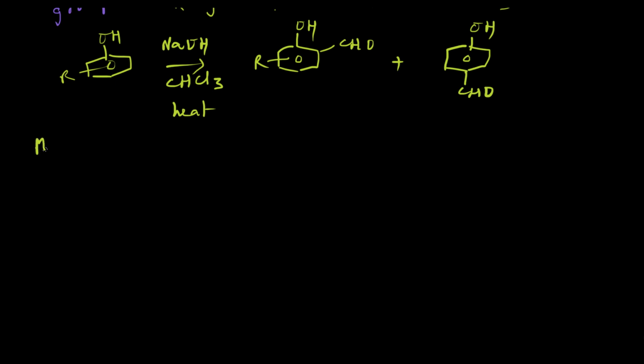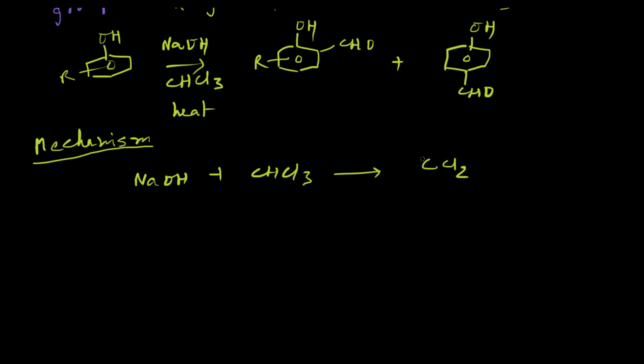Okay, so what is the mechanism of this reaction? Initially, the sodium hydroxide reacts with chloroform to generate the dichlorocarbene intermediate, which is actually the electrophile that attacks the aromatic system.